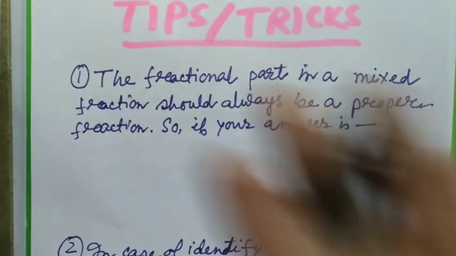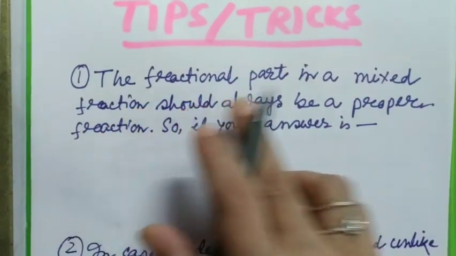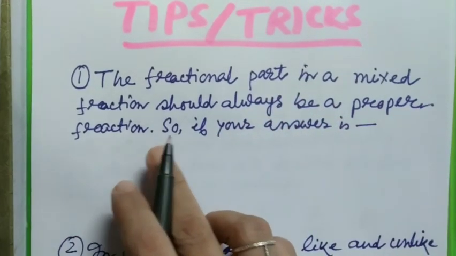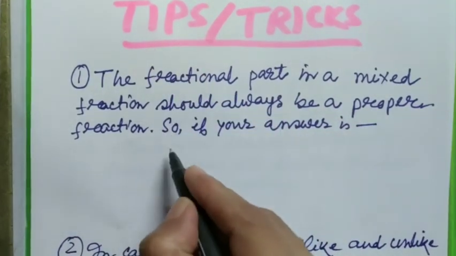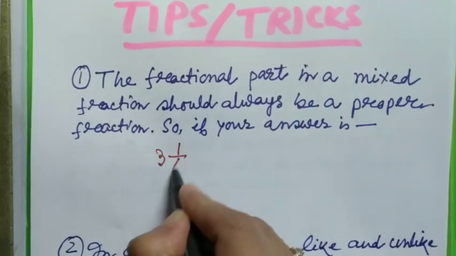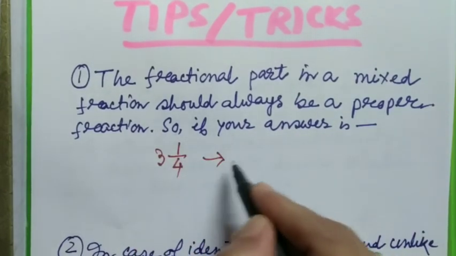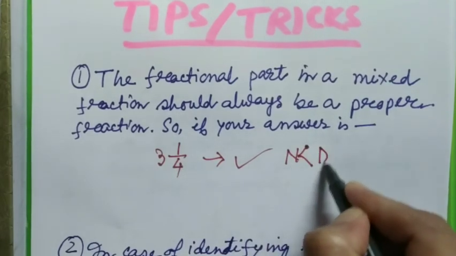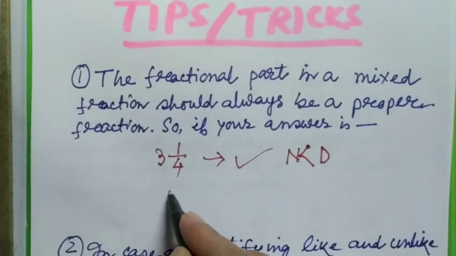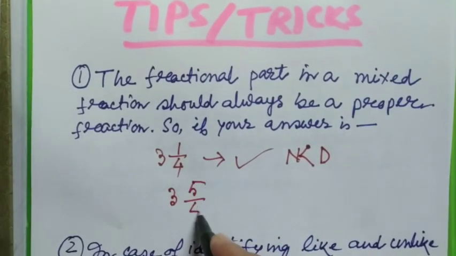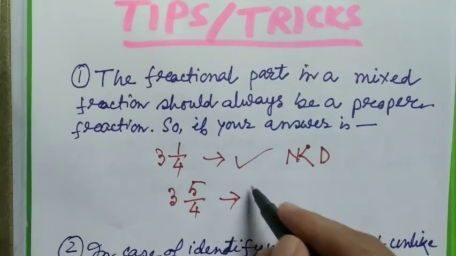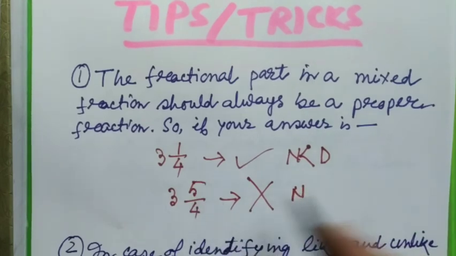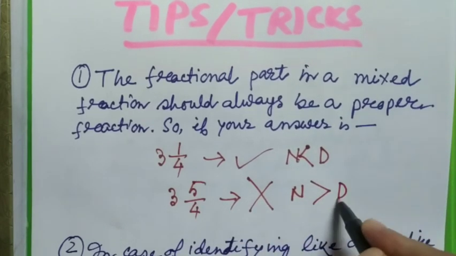So this is tips time. Number 1, the fractional part in a mixed fraction should always be a proper fraction. So if your answer is like 1 by 4, then this one is a right one, as here the numerator is less than the denominator. But if your answer is like 5 divided by 4, then this one will be a wrong one, as in this case the numerator is greater than the denominator.